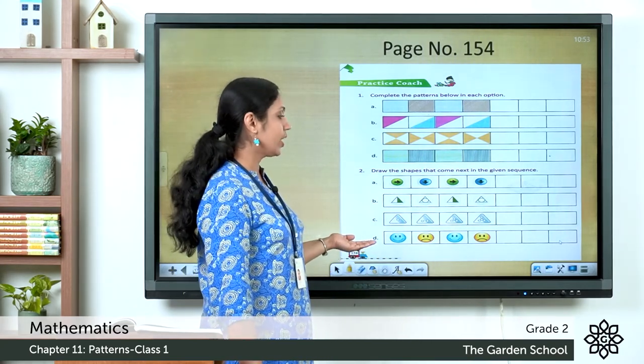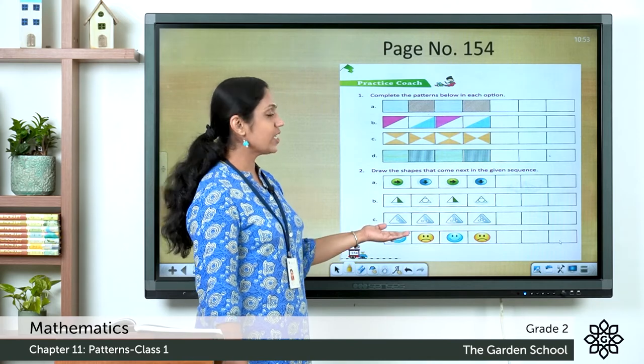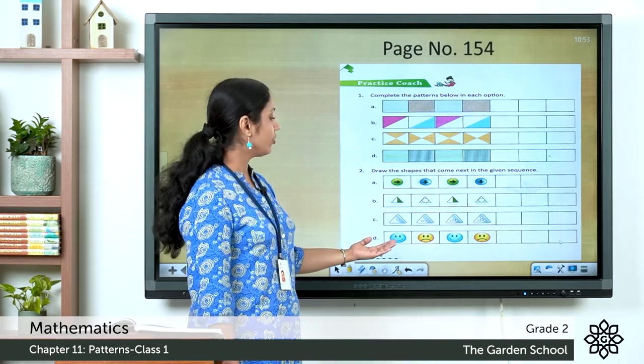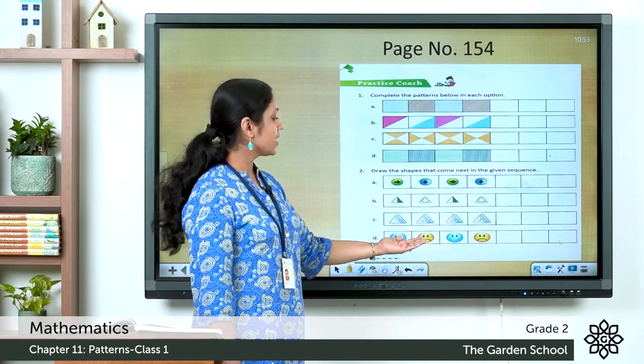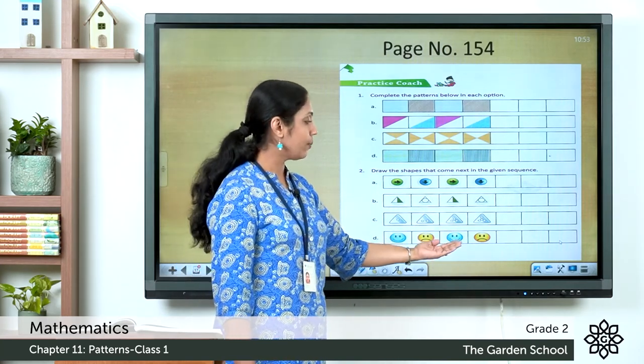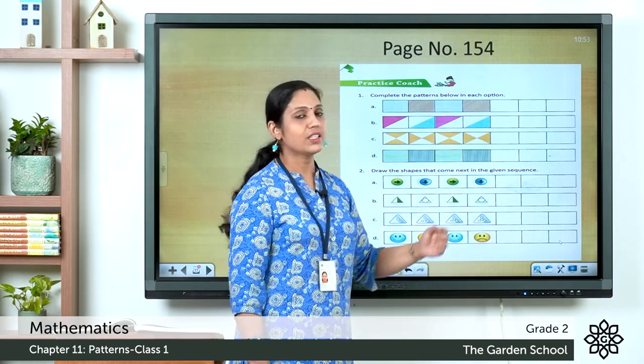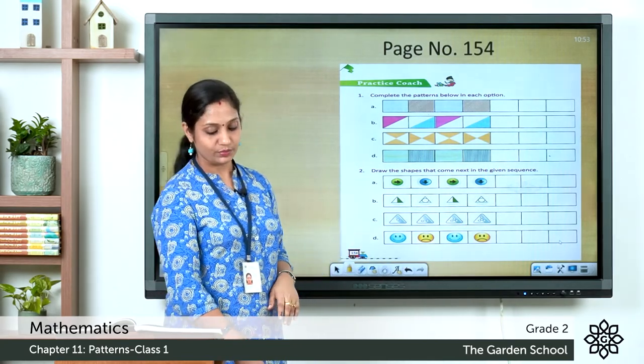And the last one, you can see a smiley. Happy face, sad face. Happy face, sad face. And look at the color of the happy face. It is blue. The sad face is yellow color. Again, the happy face is blue color. The sad face is yellow color. So complete the sequence also accordingly.